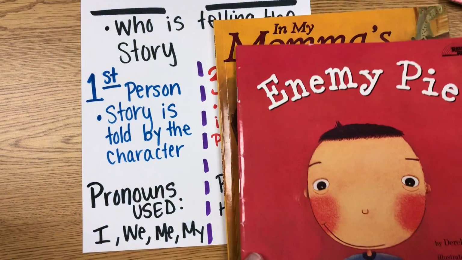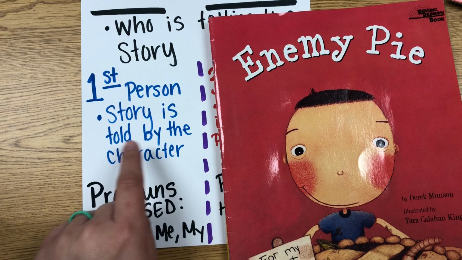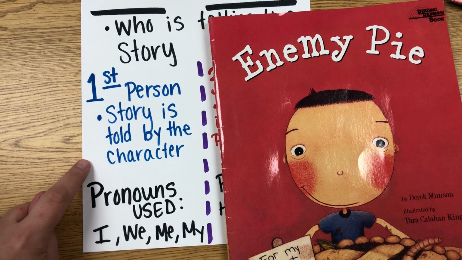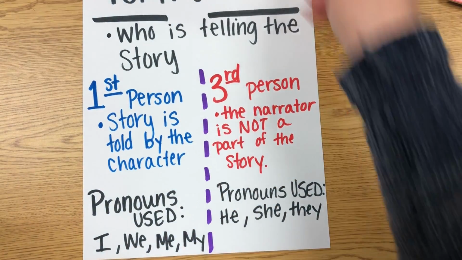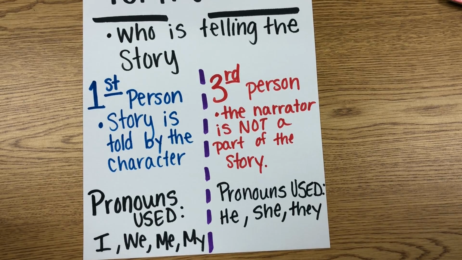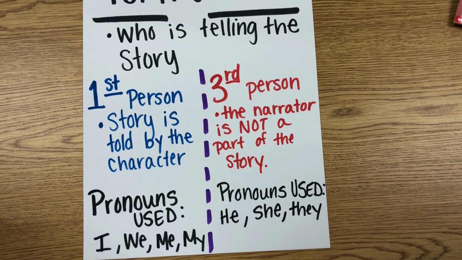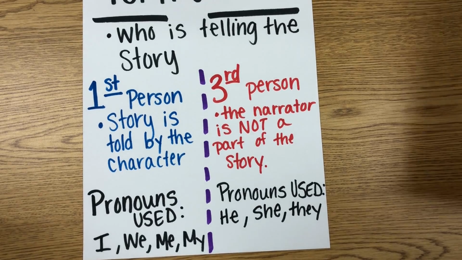So that, readers, is first person point of view, when the story is told by the character in the story. Now, we're going to move on and talk about third person. Third person is when the narrator is not a part of the story. For example, pronouns that you might see are he, she, or they. This is not going to have I at all. So third person is someone else telling a story.